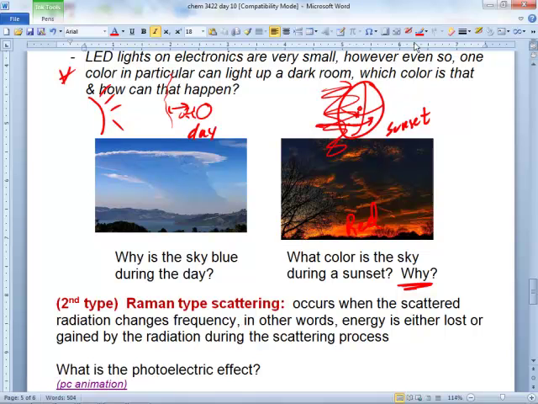Photoelectric. Oh no, second type of scattering. Raman occurs when scattered radiation changes frequency. In other words, energy is either lost or gained during the scattering process. So which one of these, Alice, is possible? A Raman spectrophotometer or a Rayleigh spectrophotometer? One's possible, the other one's not.